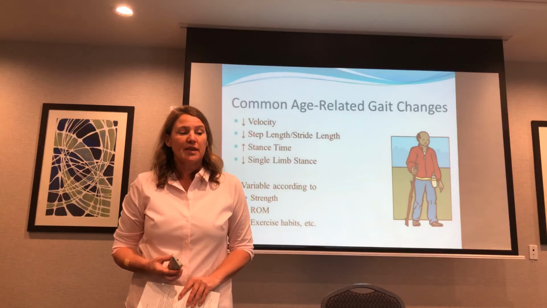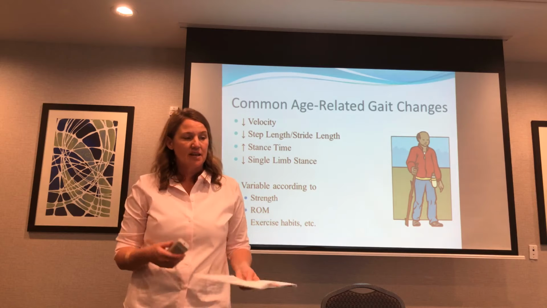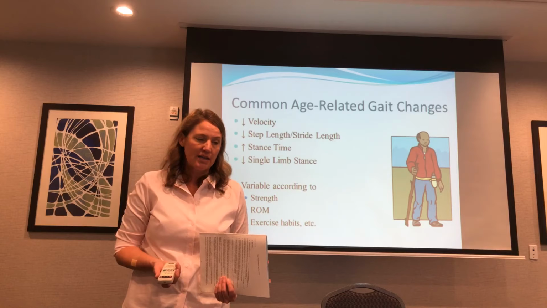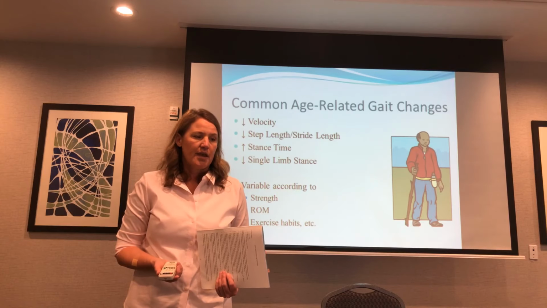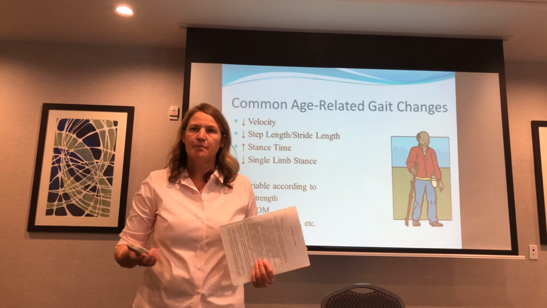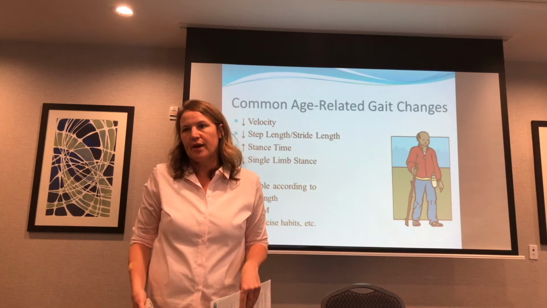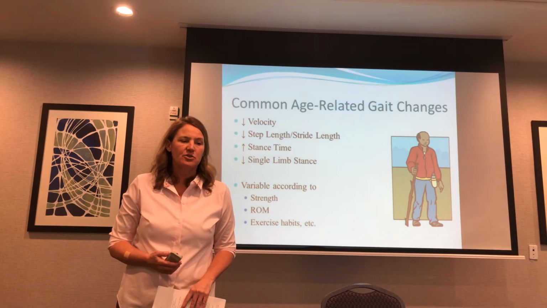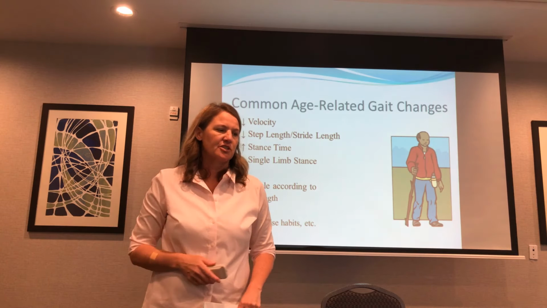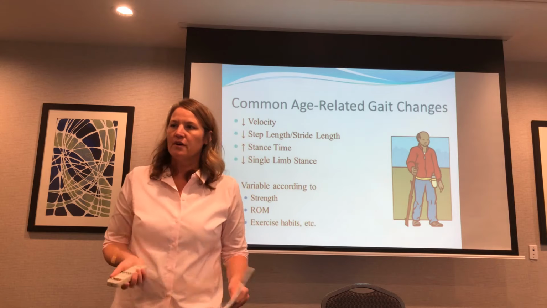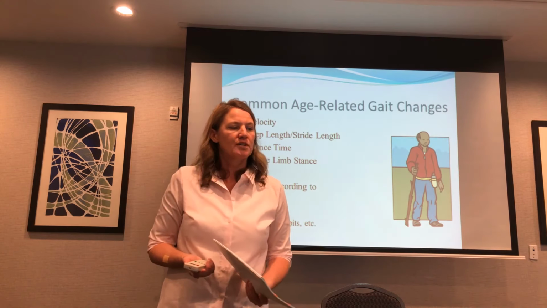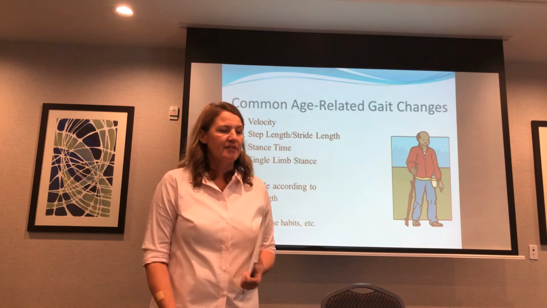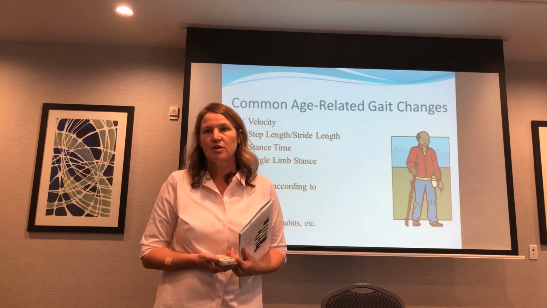Some common things with gait with the elderly is as they get older, they tend to walk slower, they have decreased step length and decreased stride length, and increased stance time, meaning they spend more time with 2 feet on the ground than they spend with 1 foot on the ground. And there's decreased single limb stance. Well, that's what I just said. Less time with 1 foot on the ground, more with 2, and more time in the stance position than in the swing position. It's obviously going to vary according to their lifestyle.